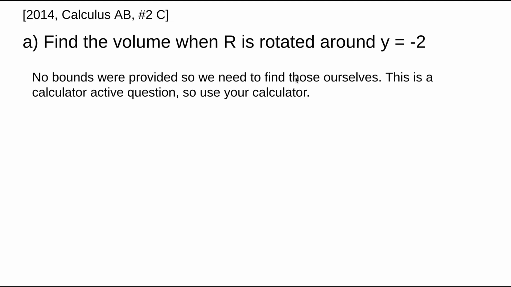Now, in the question stem, no bounds are provided. We don't know where these two graphs intersect, f of x and the line y equals 4, so we're going to have to use our calculator to find that information out so we have the correct bounds of integration. It is a calculator active question, so this should be fairly simple. I just need to figure out when x to the 4th minus 2.3x cubed plus 4 is equal to 4, and that turns out to be at x equals 0 and x equals 2.3. So our lower bound of integration will be 0 and our upper bound will be 2.3.